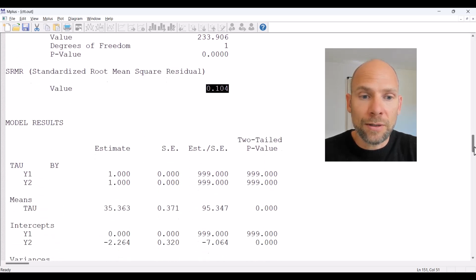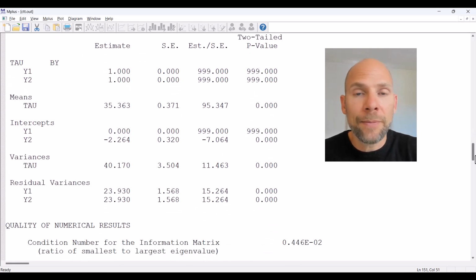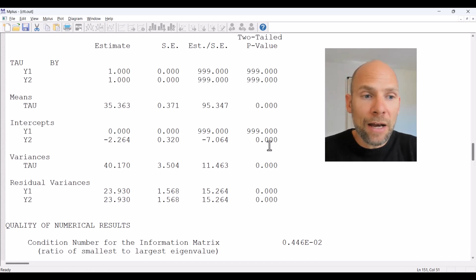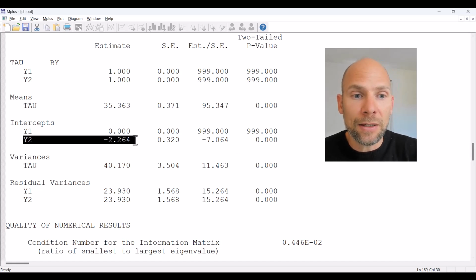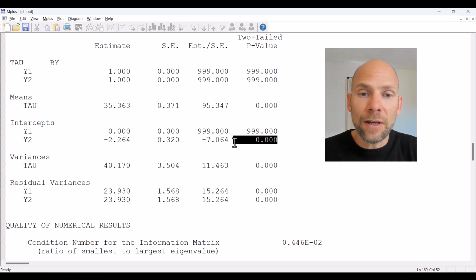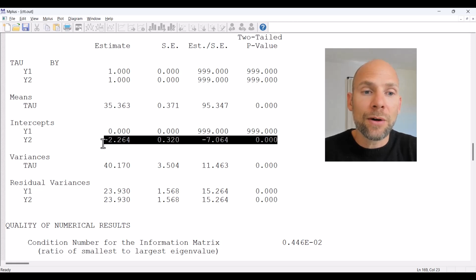So let's first take a look at the parameter estimates here. And you can see that now we have an additional parameter under intercepts. And so that is the intercept, negative 2.264. And you can see it's statistically significant, which means it's different from 0, which indicates that the 2 scales differ in their difficulty.